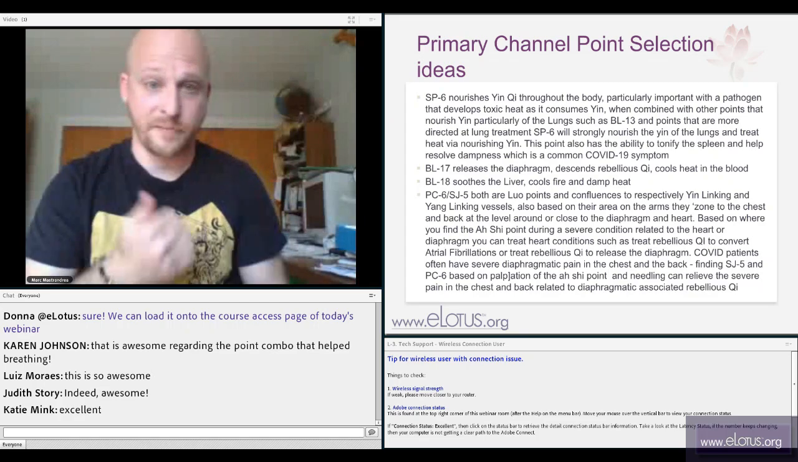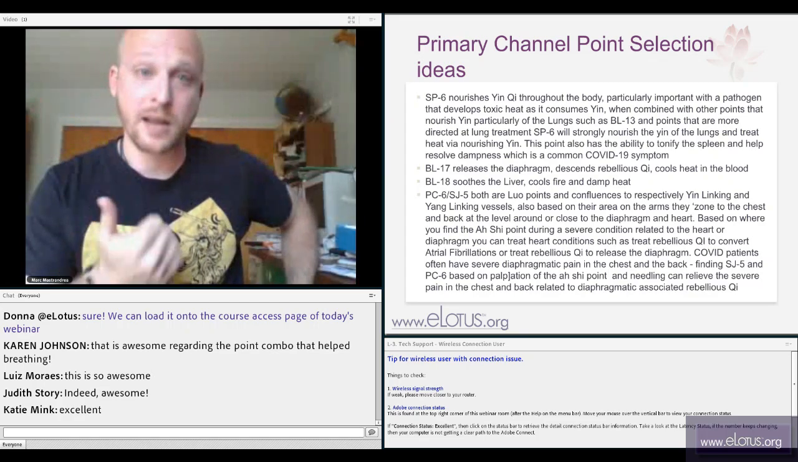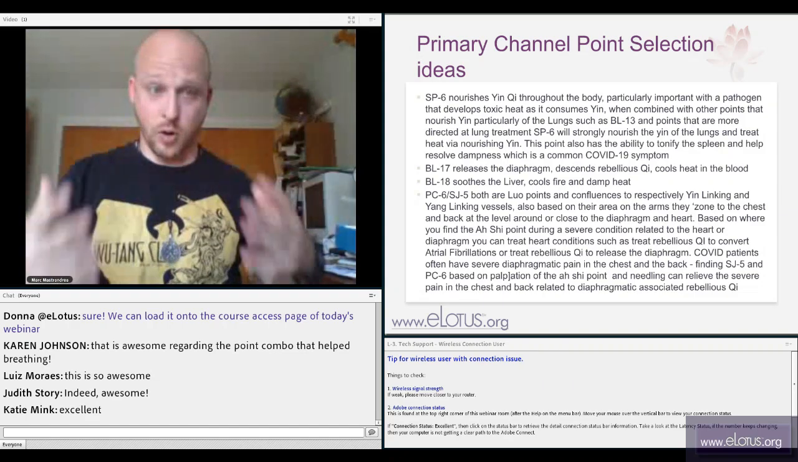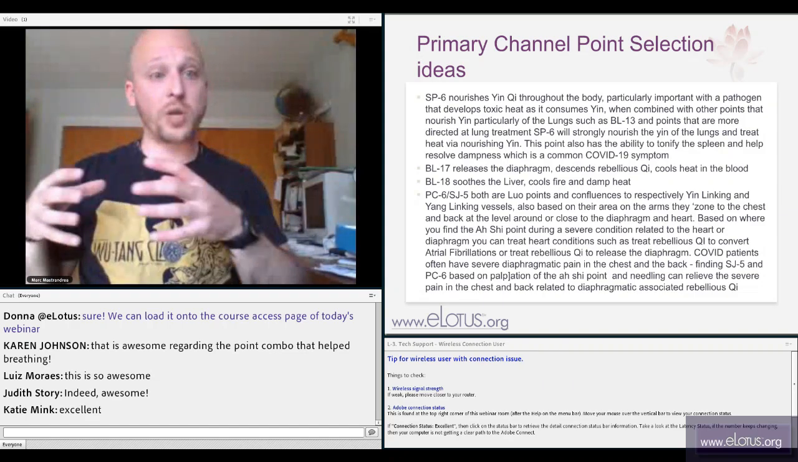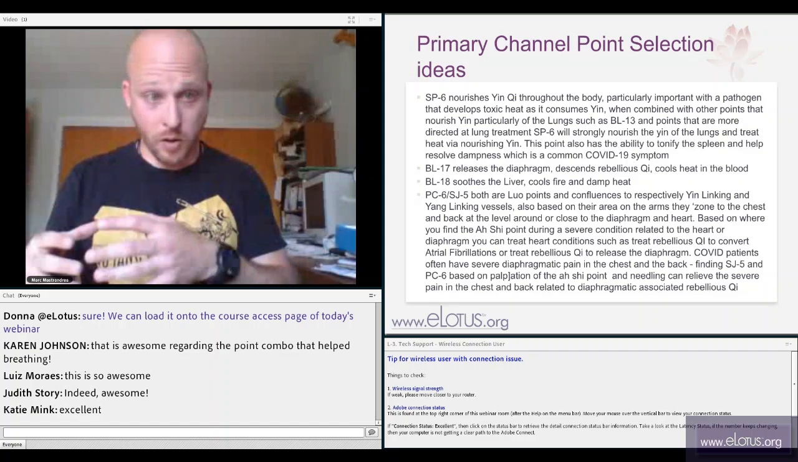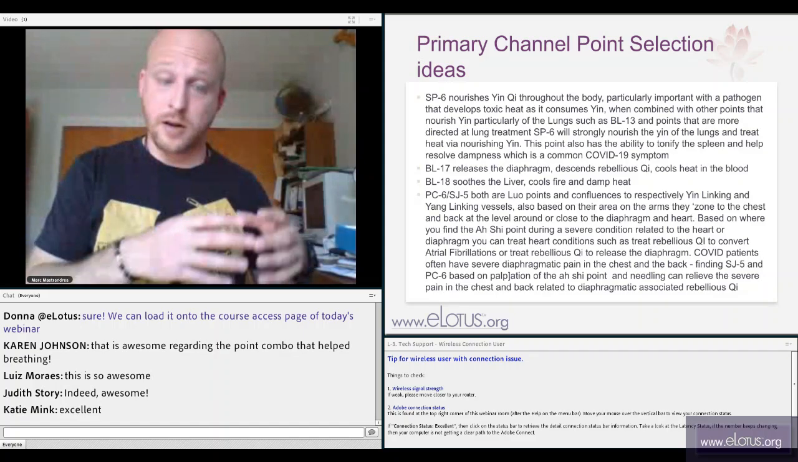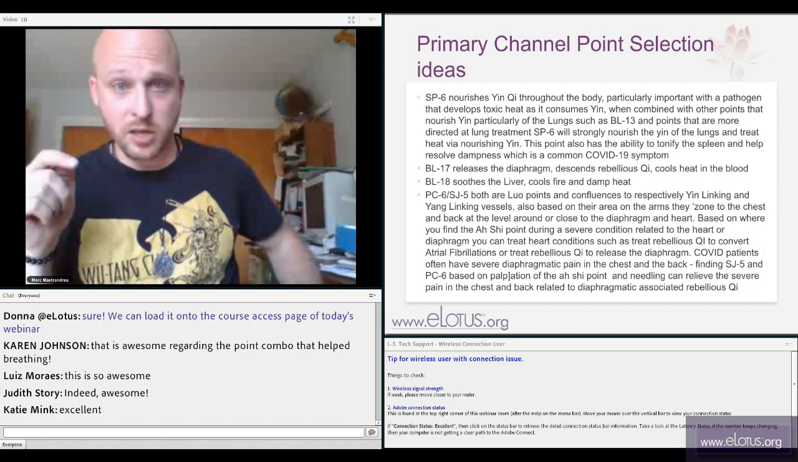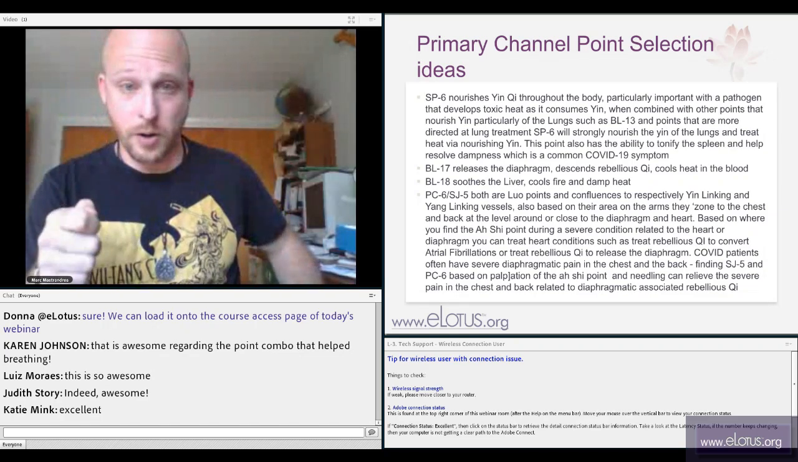This is particularly important when the pathogen develops toxic heat as it consumes yin. COVID consumes yin in the body as it goes through, because your divergents work on holding it in latency via yin. So it's going to burn through the yin. They're going to become more and more yin deficient. So what I would suggest is using spleen 6 if you're going to be using primaries.